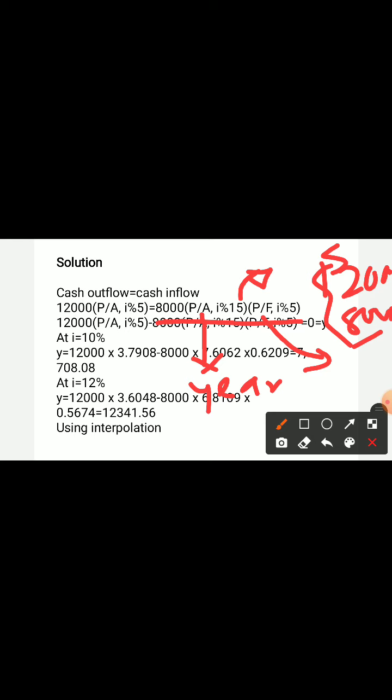For this deduction of 8,000 for the first 5 years, this factor is considered: P by F with some high percentage, for 5 years. And what is the cash inflow? The cash inflow is nothing but this 12,000 investment for the 5 years, and that investment is done yearly. So this P by A is considered for the yearly investment.